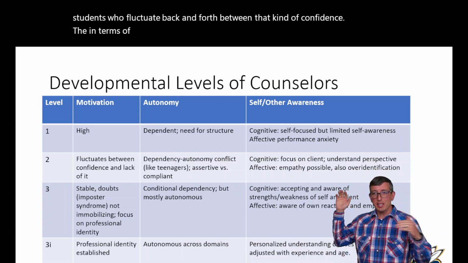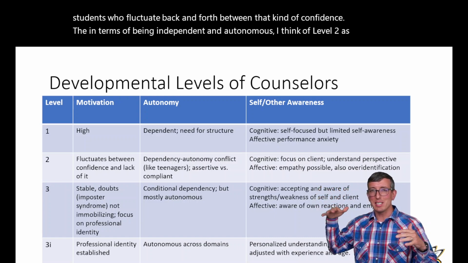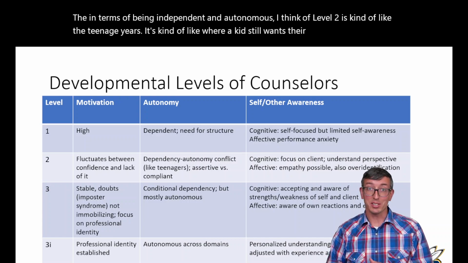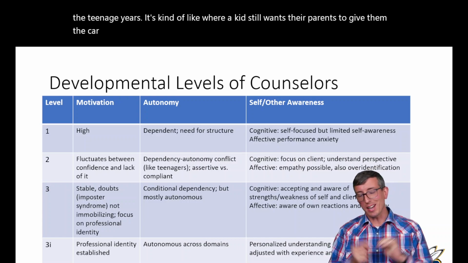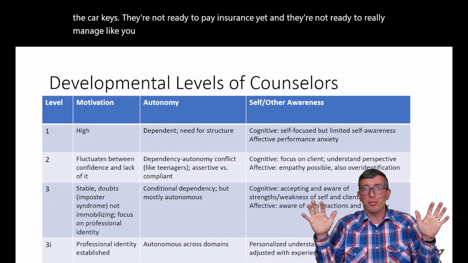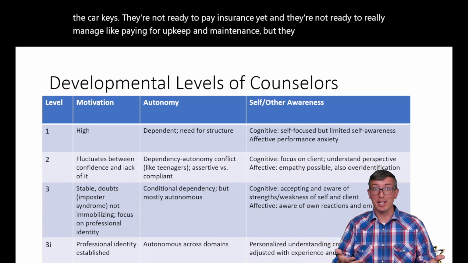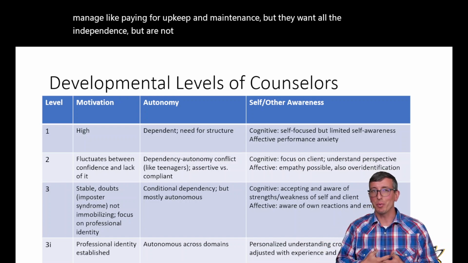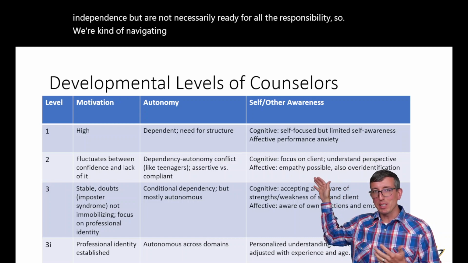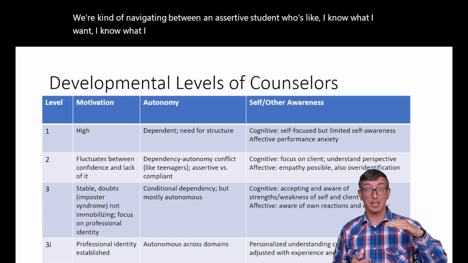In terms of being independent and autonomous, I think of level 2 as kind of like the teenage years. It's kind of like where a kid still wants their parents to give them the car keys. They're not ready to pay insurance yet, and they're not ready to really manage paying for upkeep and maintenance. But they want all the independence, but are not necessarily ready for all the responsibility. So we're kind of navigating between an assertive student who's like, okay, I know what I want, I know what I need to be doing now.